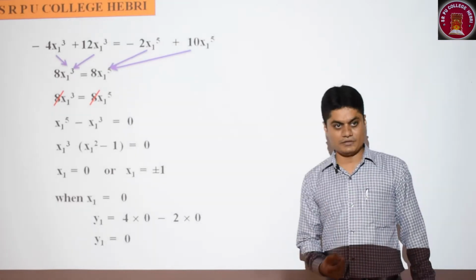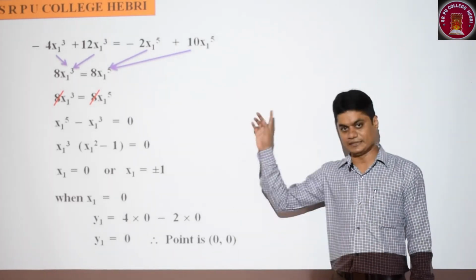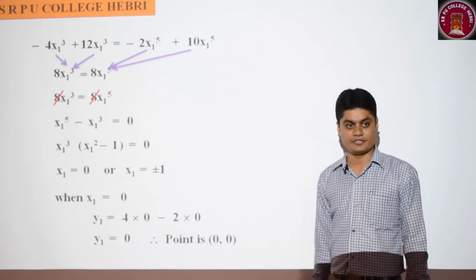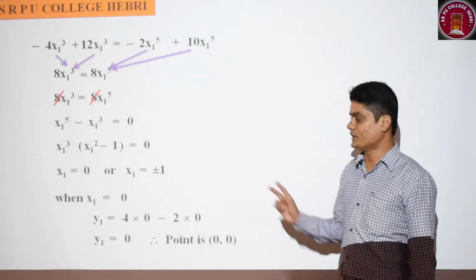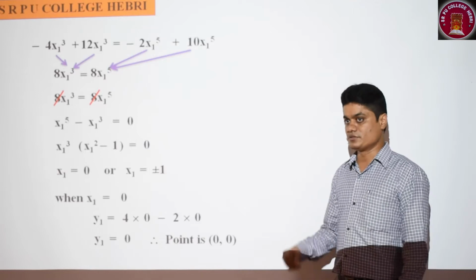So what is the required first point? 0, 0. The required first point is 0, 0. I hope you understood this. Okay, simplification and rearrangement. Very good. So one case is over. Now two more cases are there. I'll show you which are the remaining 2 points which satisfy the given condition.